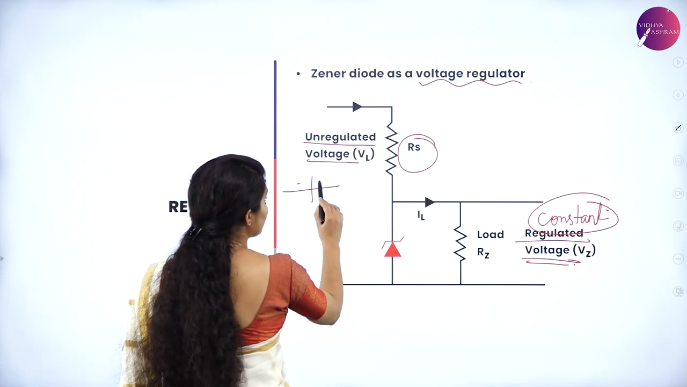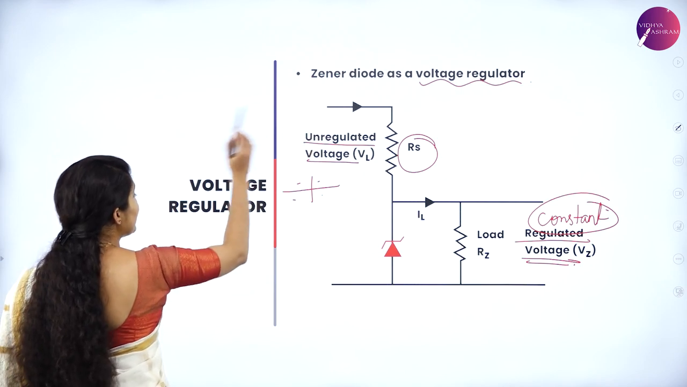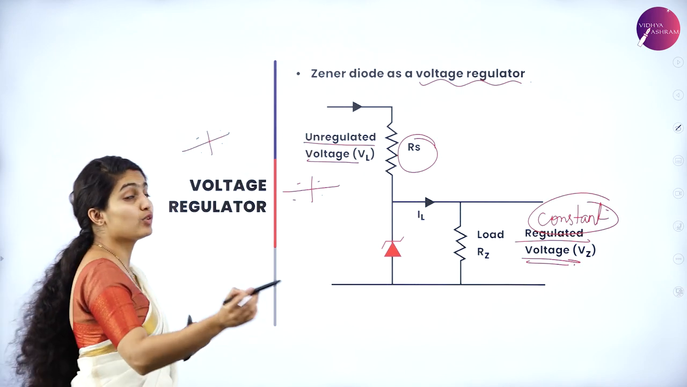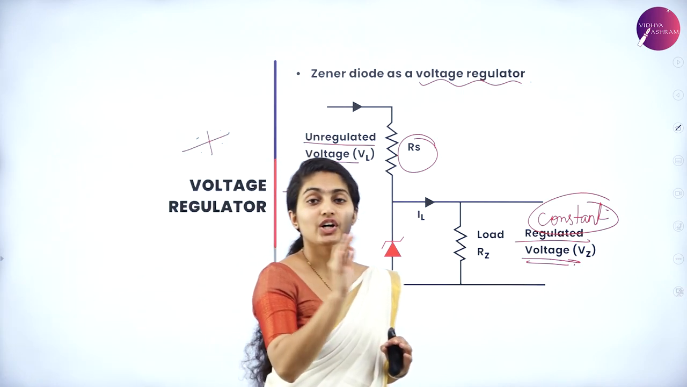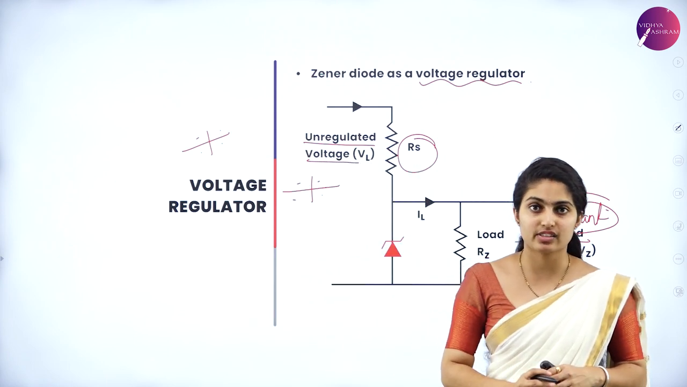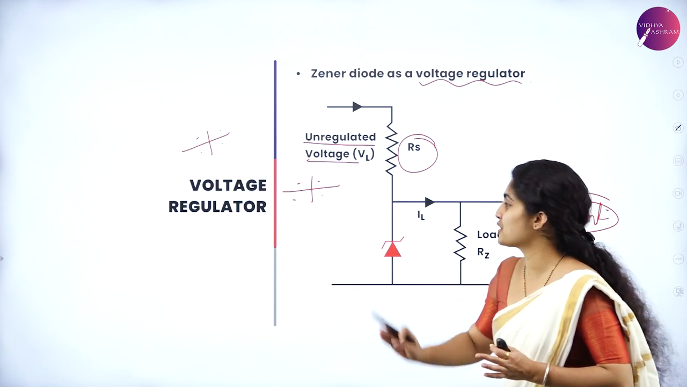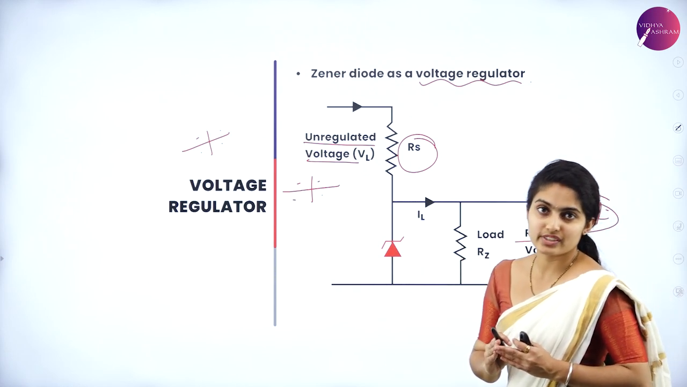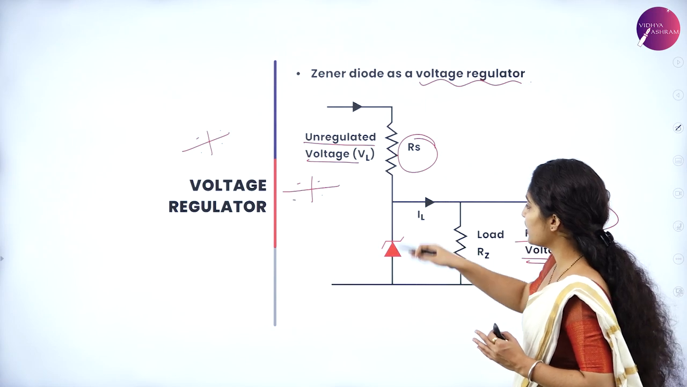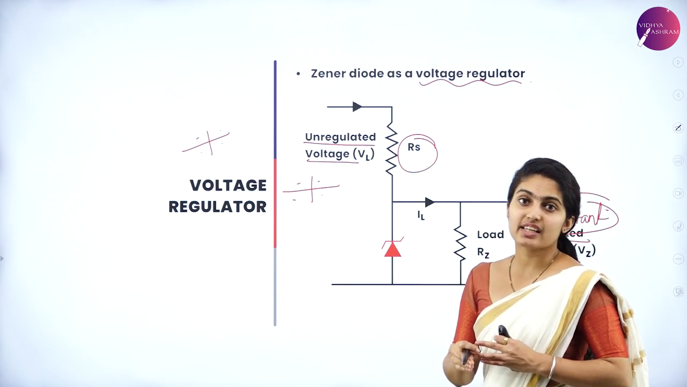You will have to study this circuit diagram, and why it is called a voltage regulator, and what is called a voltage regulator. All these questions will be asked. Zener diode is called a voltage regulator. So there is a parallel connection between the Zener diode and the load resistance, and the Zener diode is always in series with the series resistance.